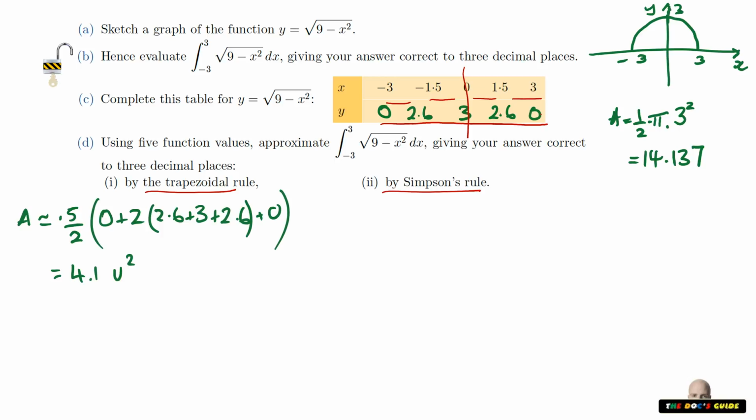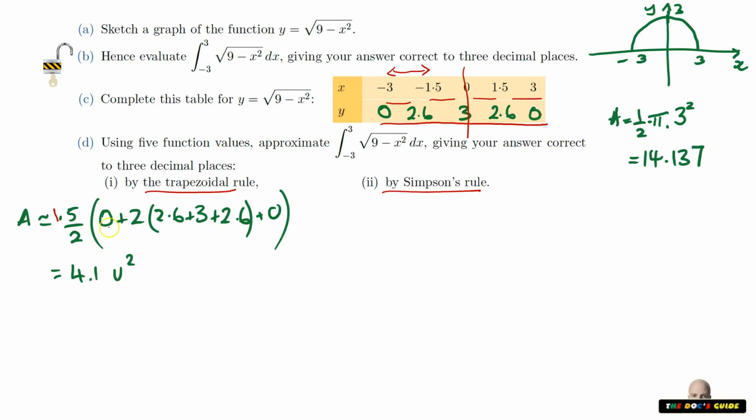Now by the trapezoidal rule, it's pretty straightforward. The strip width, remember, half of a strip width, sorry, not halfway between. So when we look at this distance, which is 1.5, then half of that, so I don't know what happened there, that should be a 1.5, which is going to affect my answer.